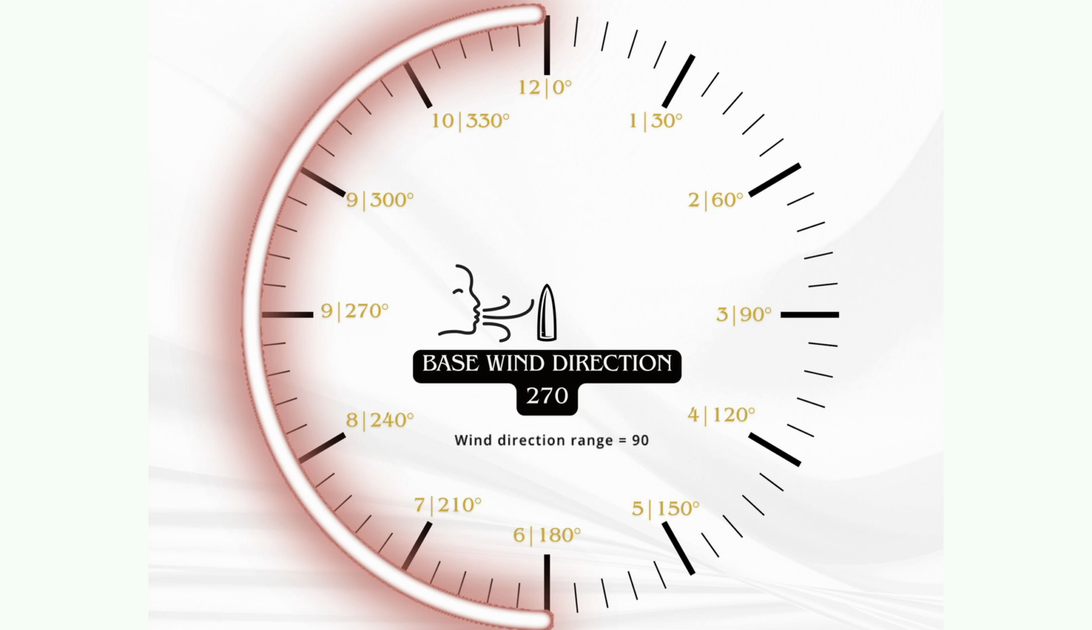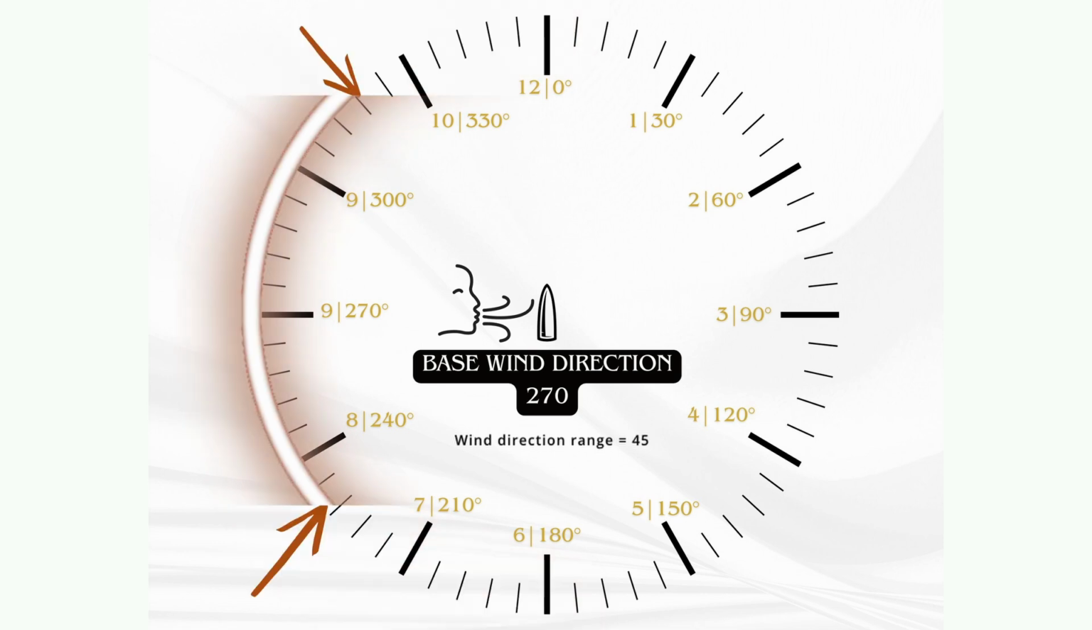Example: if your base wind direction is 270 degrees, wind coming from left to right, setting the wind direction range to 90 will monitor from 180 to 360, giving you a wide crosswind view. If you narrow that to 45, you're now only monitoring from 225 to 315. Great for training in a more stable wind condition or to reduce noise in your data.